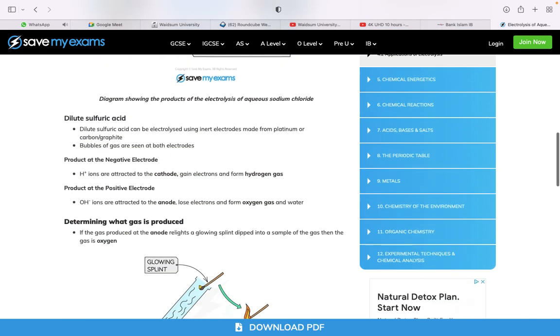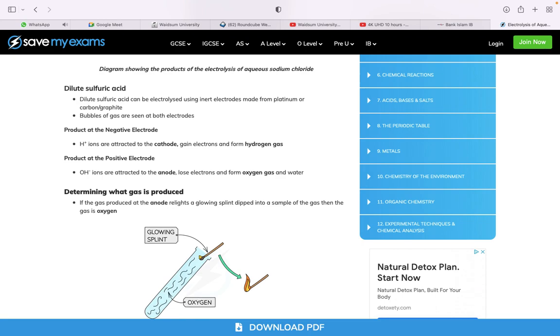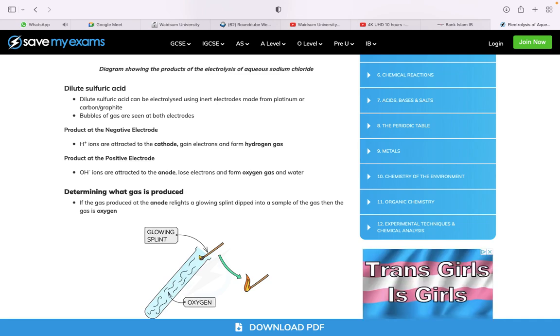Okay, now let's take a look at the electrolysis of sulfuric acid. You know, we have dilute sulfuric acid and we have concentrated sulfuric acid. Now let's take a look at the dilute sulfuric acid. Dilute sulfuric acid can be electrolyzed using inert electrodes. When we say inert electrode, it could be platinum electrode or carbon or graphite. You can use any of these for the electrolysis of dilute sulfuric acid.